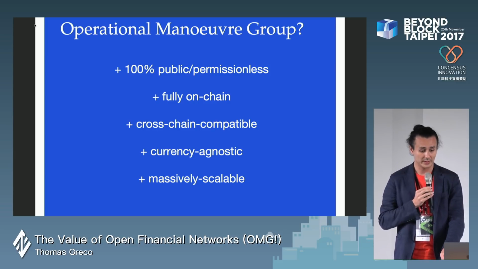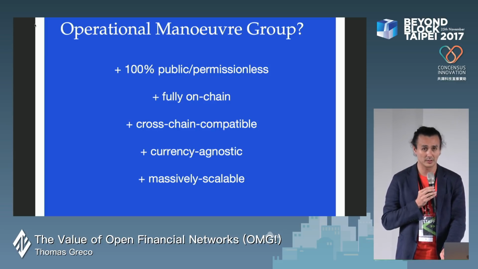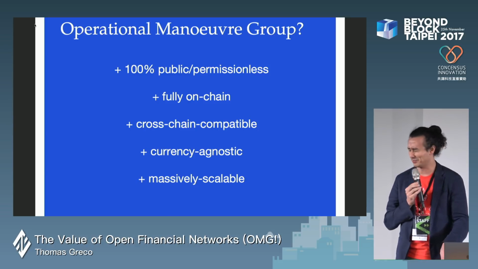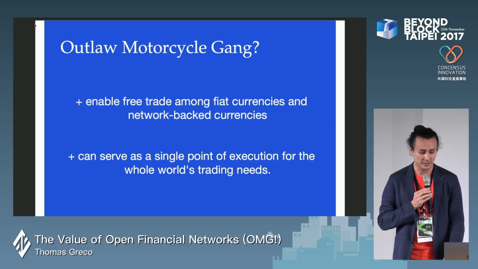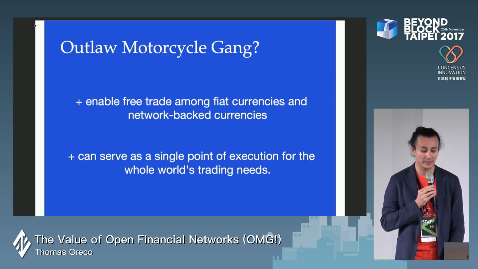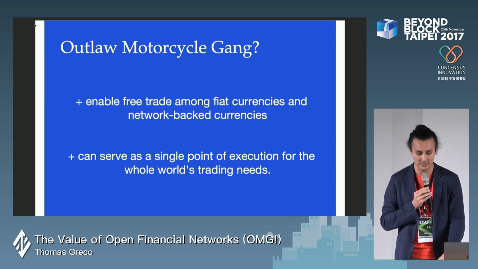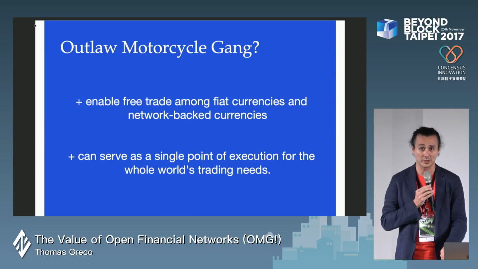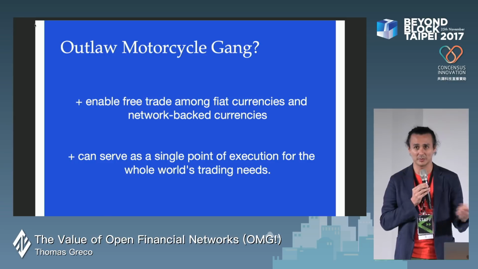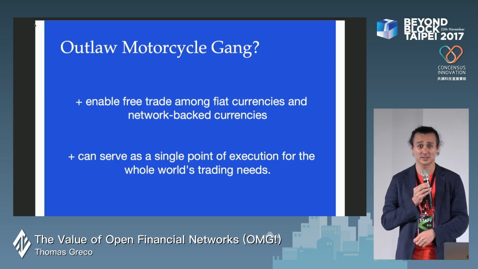The OMG network is a 100% public, permissionless, fully on-chain, cross-chain compatible, currency agnostic, massively scalable, decentralized exchange that can enable free trade among fiat currencies and network-backed currencies, and can serve as a single point of execution for the entire world's trading needs. And by trading, we don't just mean trade Bitcoin for Ether. Right? By trading, we mean trade some unit of account for a bowl of noodles.